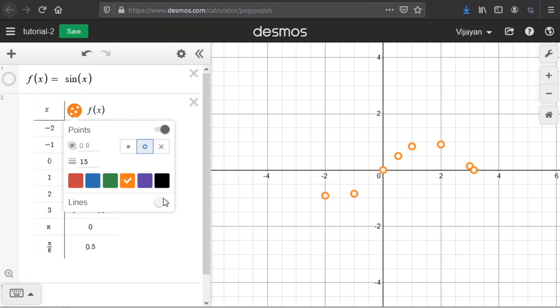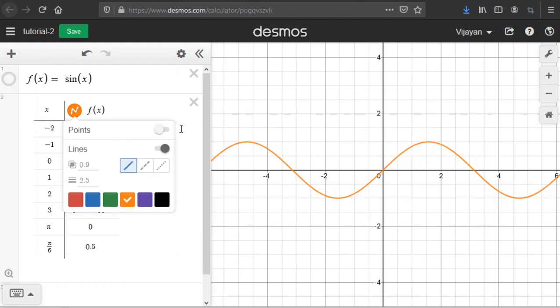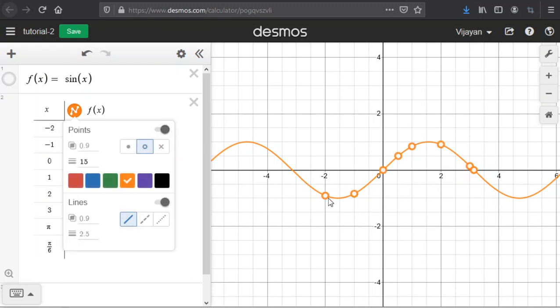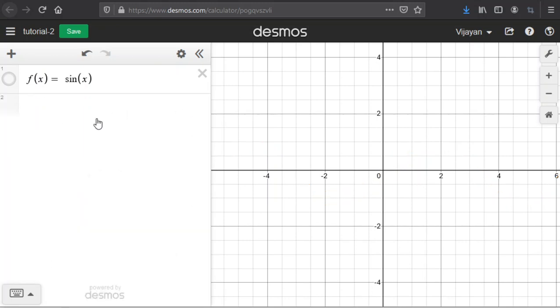Suppose I want to see the lines only and not the points or the circles, then I will click here. Then the points or the circles will vanish. Now circles are also there, points are also there. So these are the basic functionalities and settings that we need every time.